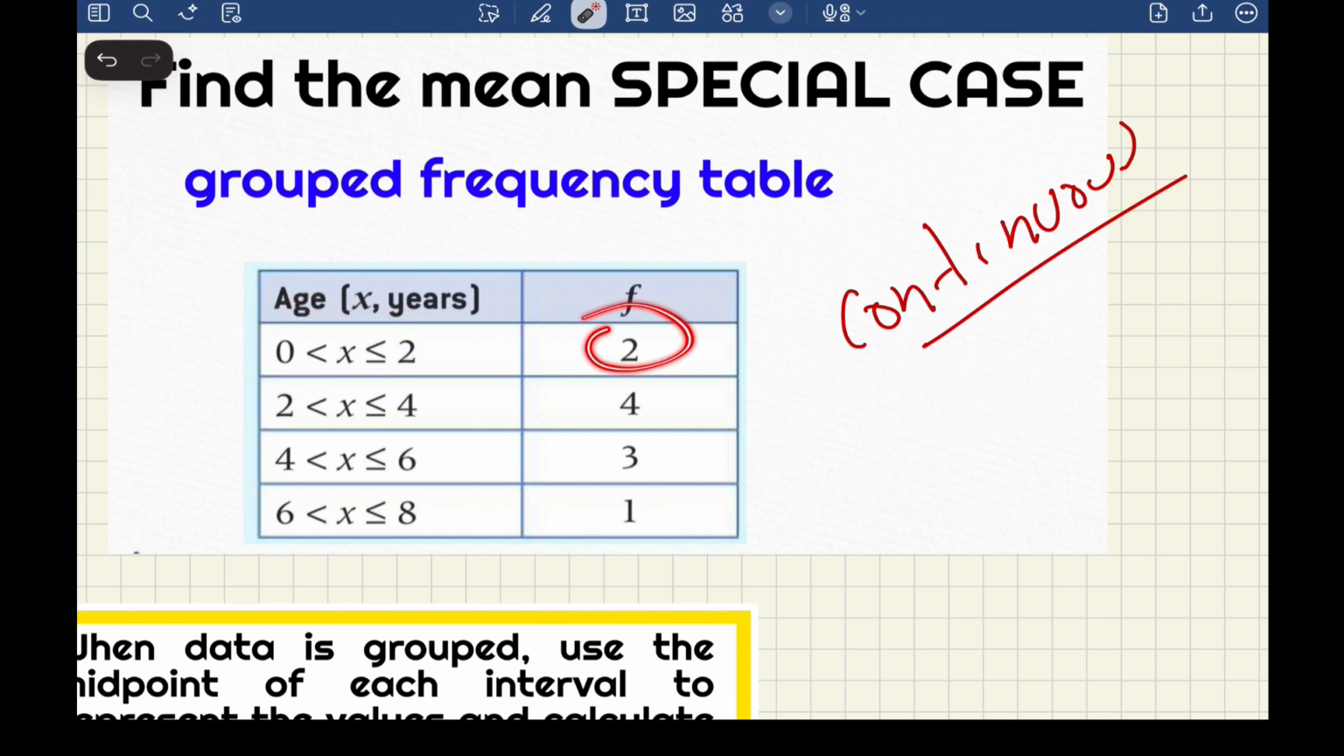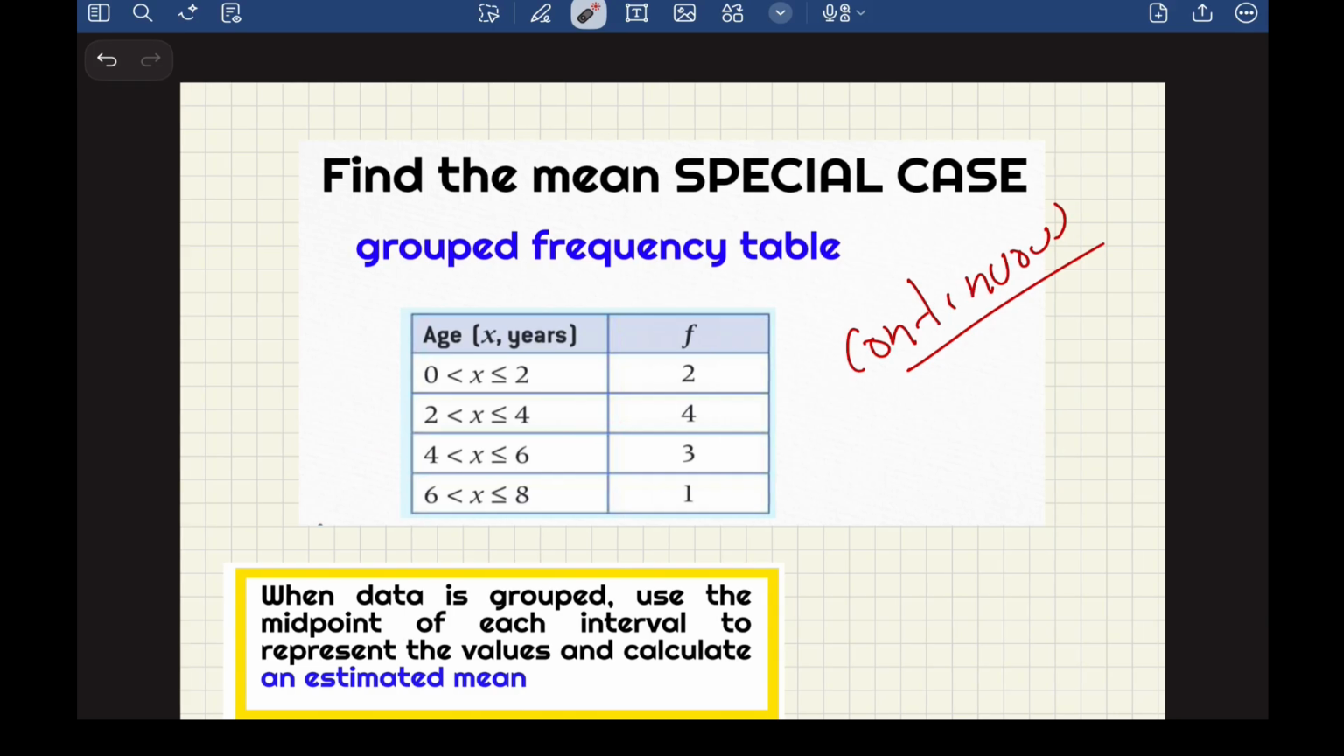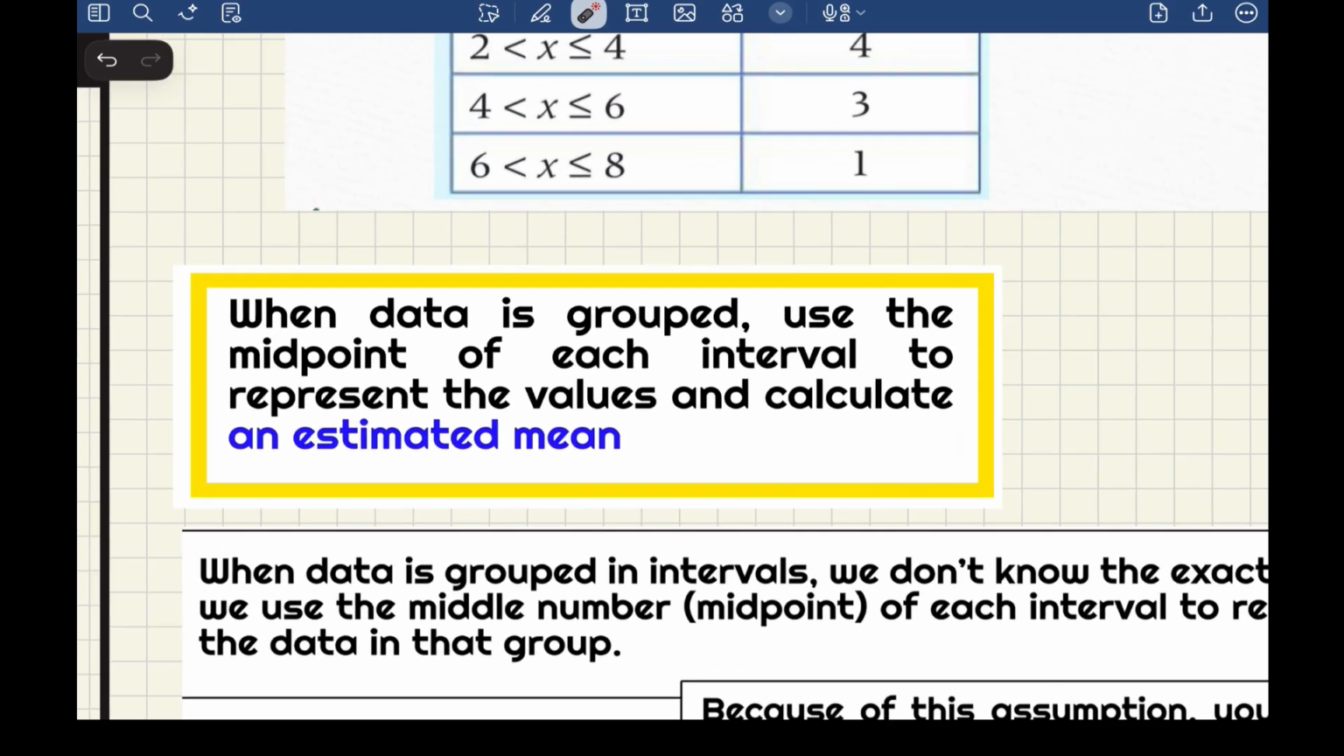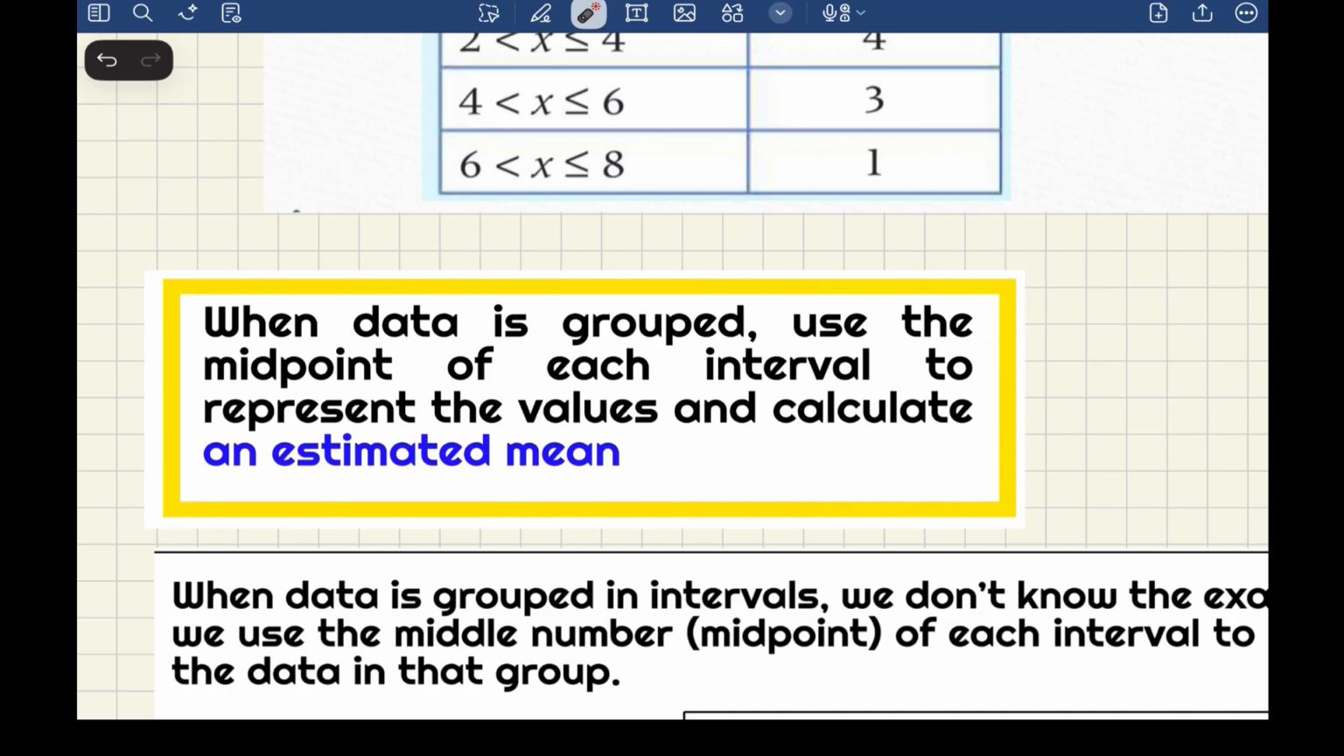Here we have many numbers between 0 and 2. It could be 1, it could be 1.1, it could be 0.5. So that is the problem, because we have to do something a little bit different. So what can we do? When the data is grouped, use the midpoint of each interval. Then we can estimate the mean or average.